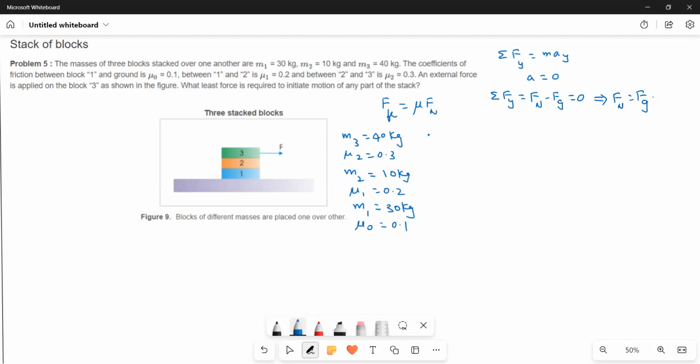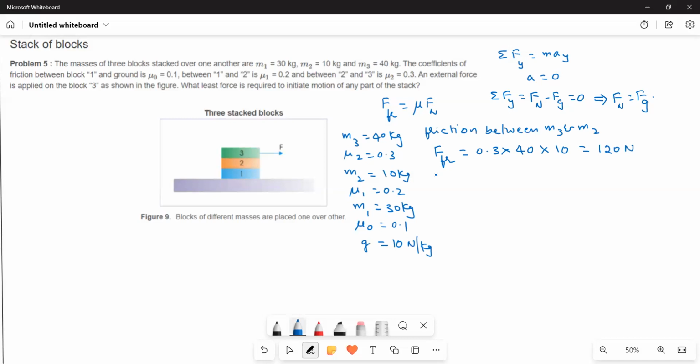Friction between the third block and the second, M3 and M2. Here F friction = 0.3 times 40 times g. I take g = 10 newton per kilogram. When I write this, it becomes 120 Newtons.